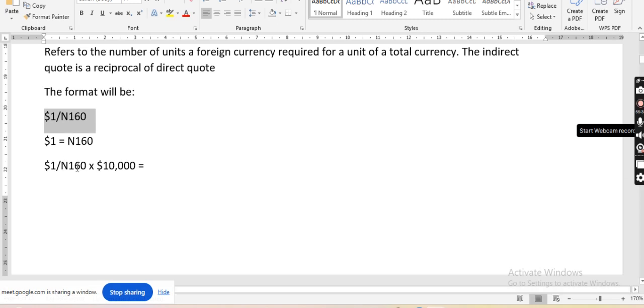Reciprocal. $1 divided by 160 times this will give you the naira amount of it, right? $1 divided by 160 will give you the conversion times $10,000, right?